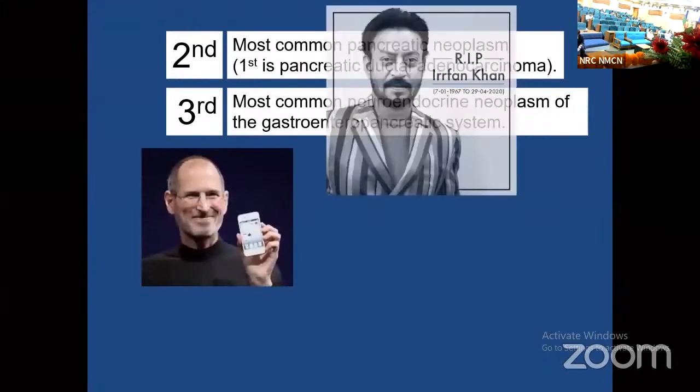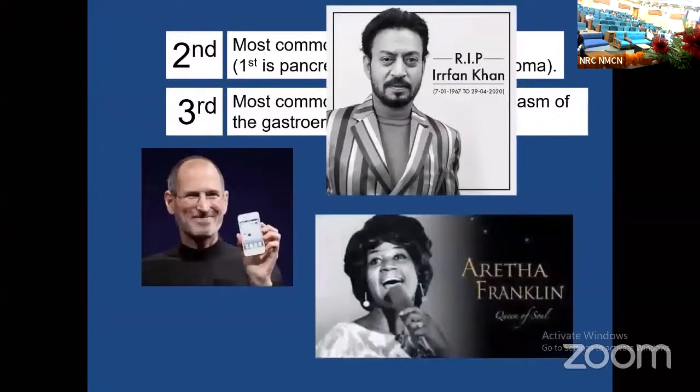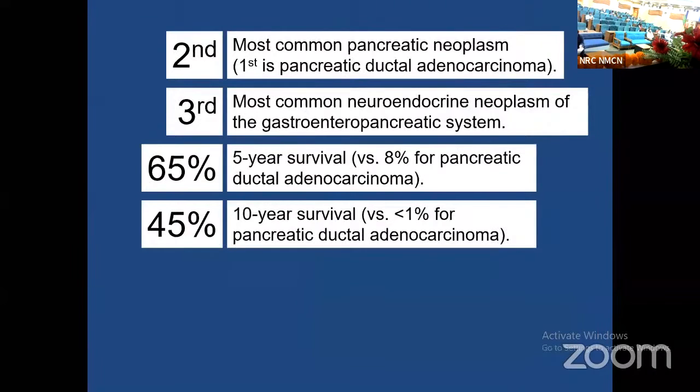For example, in the case of Steve Jobs, Irfan Khan, and Aretha Franklin, many of these celebrities were diagnosed years before they succumbed to their disease. In fact, Steve Jobs actually underwent liver transplantation in order to try to extend his life and decrease his metastatic tumor burden, which unfortunately was not successful. Nevertheless, the 5-year survival for pancreatic neuroendocrine neoplasms has improved over the years and hovers around 65%, and almost half these patients live past 10 years.